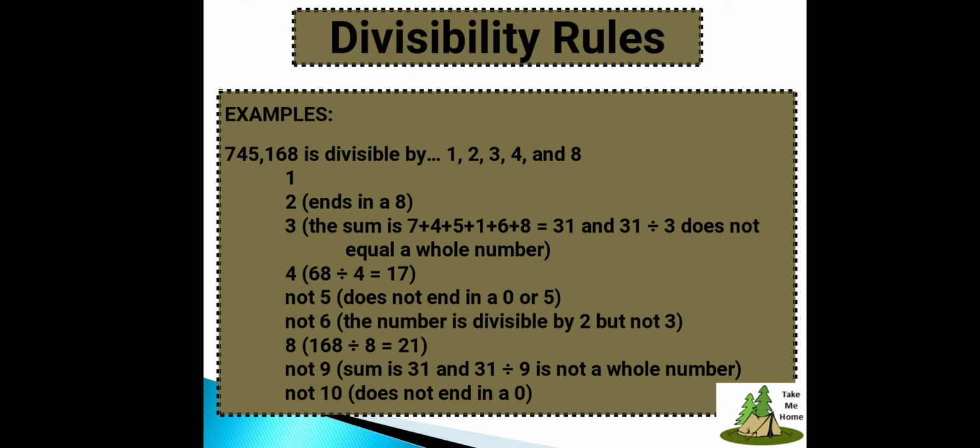Number 3. The sum is 7 plus 4 is 11, plus 5 is 15, plus 1 is 16, plus 6 is 22, plus 8 is 31. 31 divided by 3 does not equal a whole number. Number 4. 68 divided by 4 equals 17. The last two digits are divisible by 4, so this number is divisible by 4.